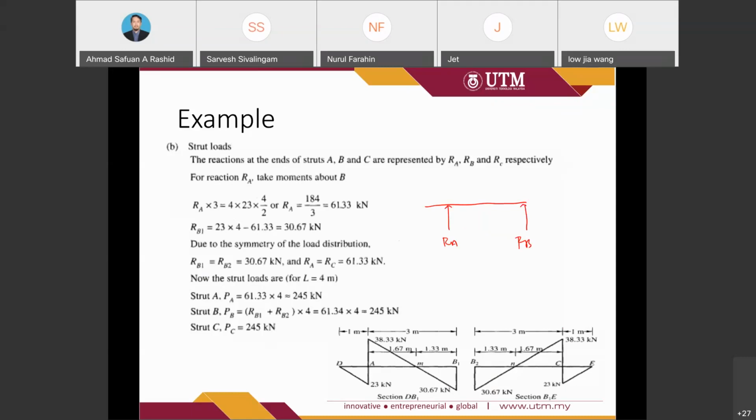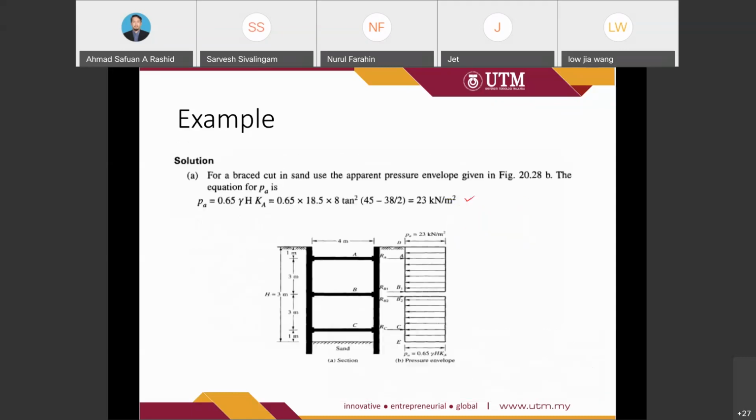In this case, due to the distance being similar, from ground to A is 1 meter, from A to B 3 meter, from B to C 3 meter, and from C to the base is 1 meter. So it's better for us to separate into two portions. If we solve one side, then we already solve for the second side.